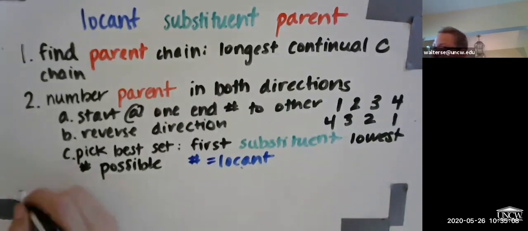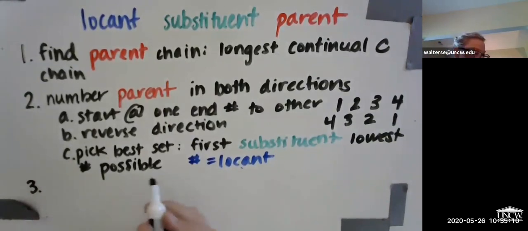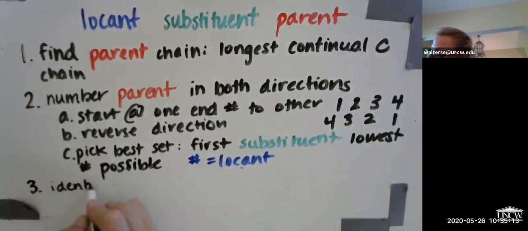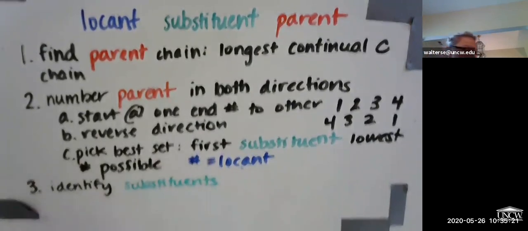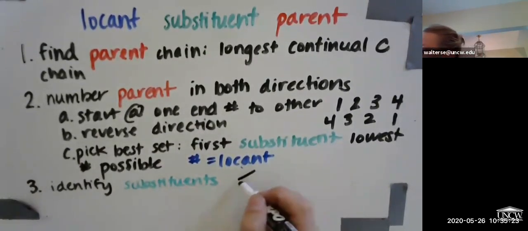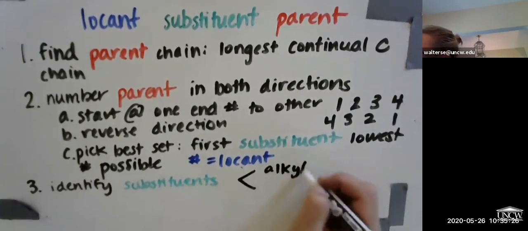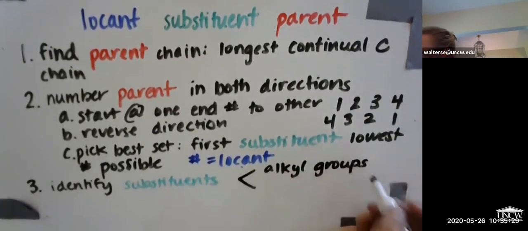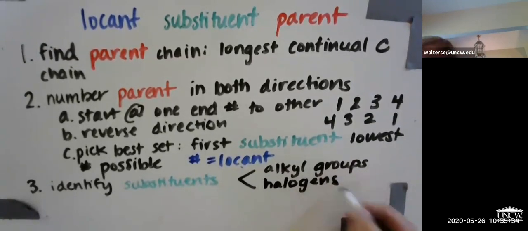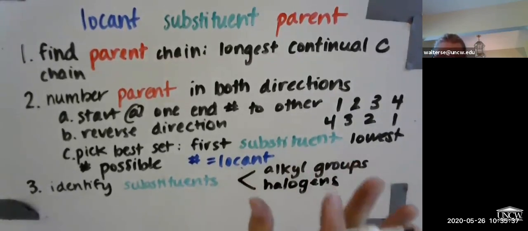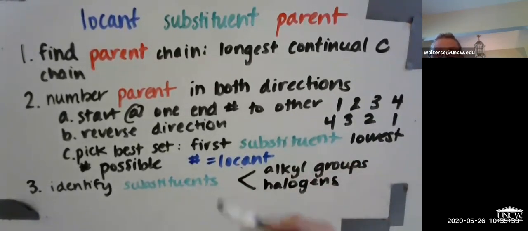Your third rule is to identify the substituents. And substituents are going to come in 2 types. They can be alkyl groups, which are carbon-based groups, carbon chains, or they can be halogens. Now, there are more complicated examples, but this is where we're starting. You got to walk before you run. So your substituents will either be little carbon groups, or they're going to be halogens.